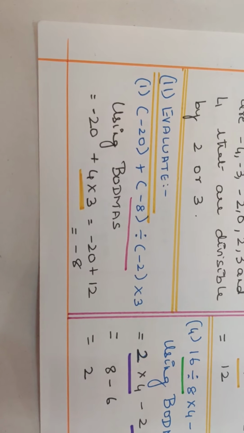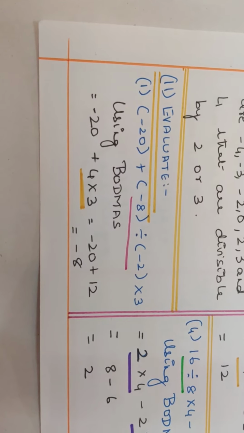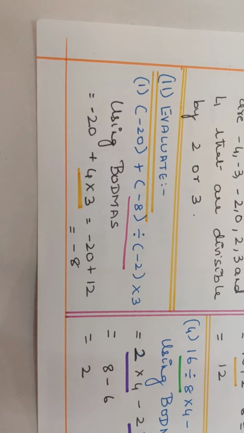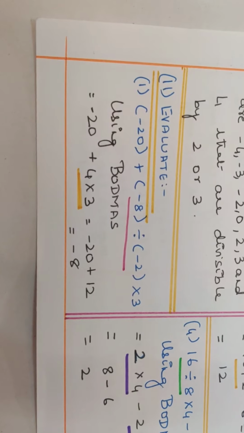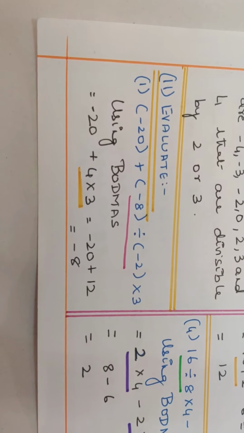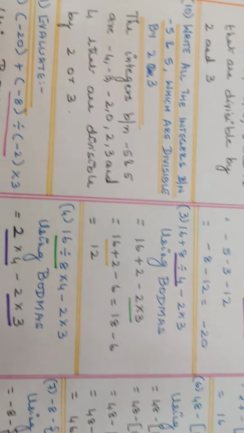That becomes minus 20 plus 12 because of BODMAS. First is division, second is multiplication. Therefore, I do 4 into 3, that is equal to 12. Therefore, it becomes minus 20 plus 12 is equal to minus 8. So let's move on to the next sum.